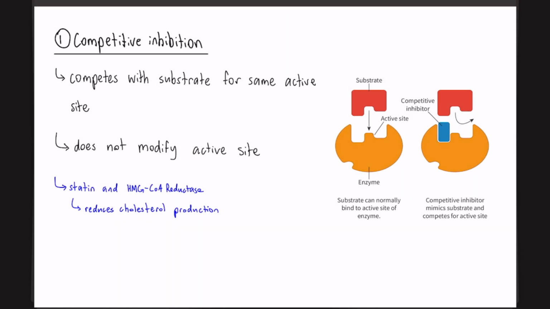One example of a competitive inhibitor is the use of statin drugs to lower cholesterol levels. Statin is a competitive inhibitor for the HMG-CoA reductase enzyme, which helps synthesize cholesterol. And so when it binds to the active site of the enzyme, it therefore prevents the substrate from binding and reduces the production of cholesterol.